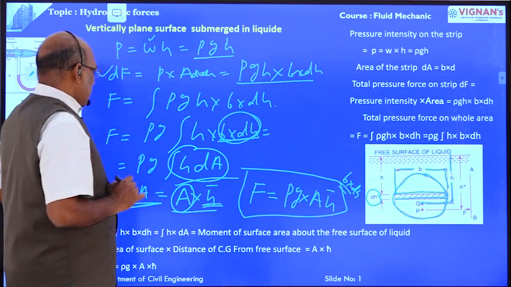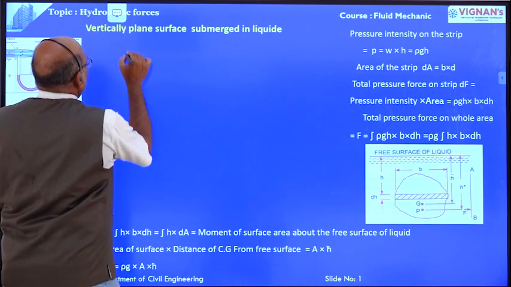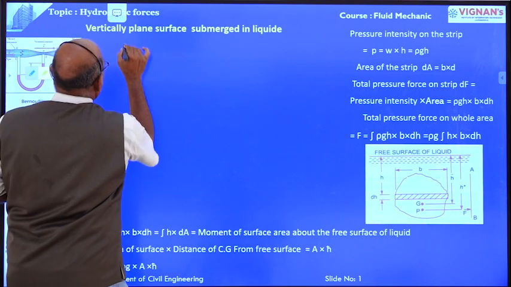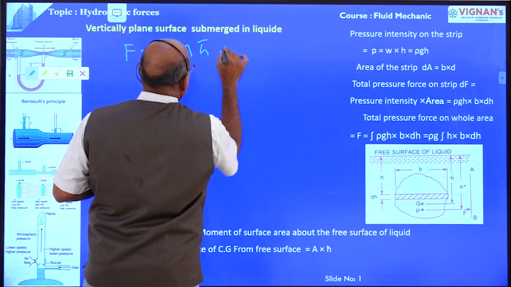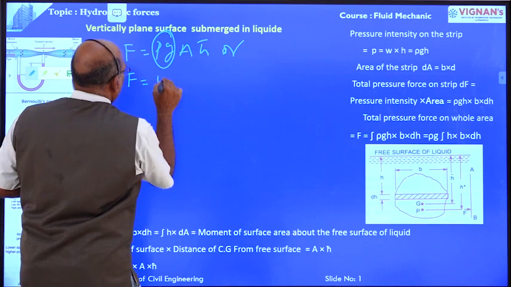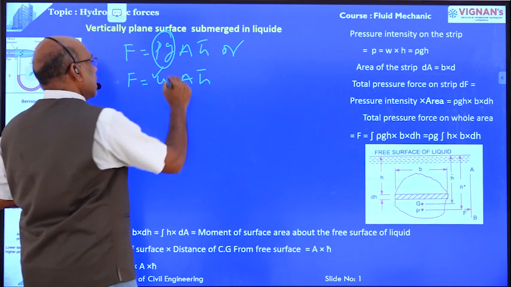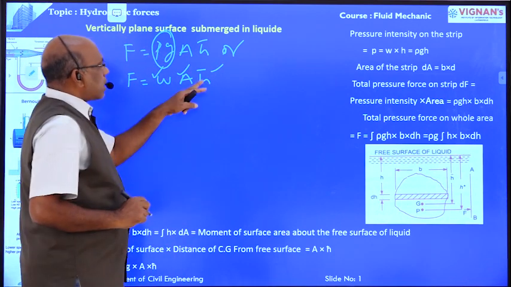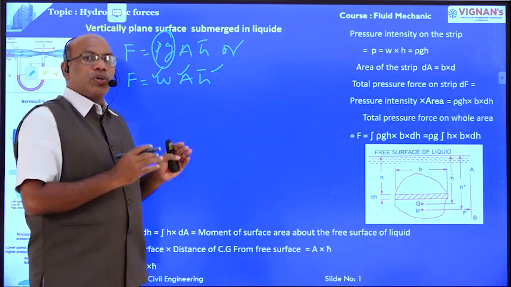Okay, clear? Now, finally, the total pressure on the entire surface F is equal to rho G A H bar, and rho G is nothing but the unit weight. F is equal to W A H bar. Here W is the unit weight of water, A is the plane surface area, and H bar is the distance between the CG of the plane surface and the free surface. This is about total pressure.